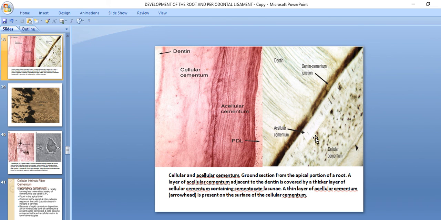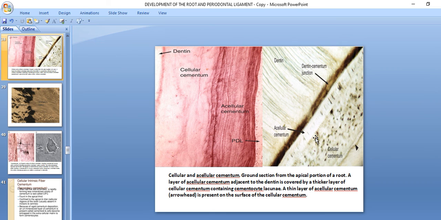Structurally, cellular and acellular intrinsic fiber cementum are characterized by randomly arranged collagen fibrils and bundle groups of fibrils which primarily run parallel to the root surface. There is no connection with Sharpey's fibers.